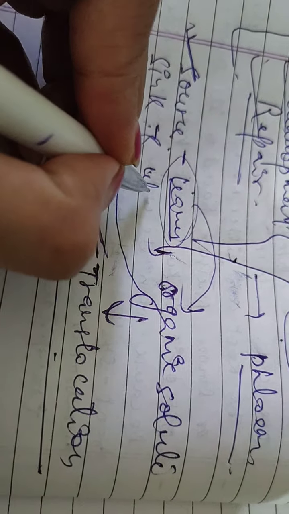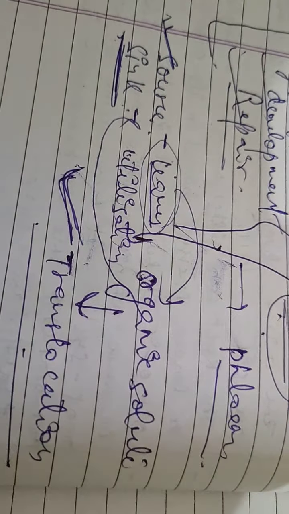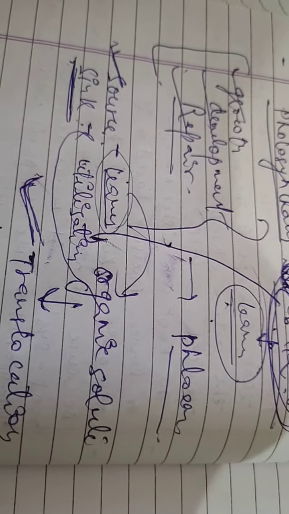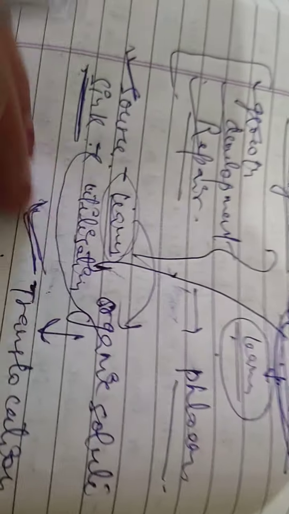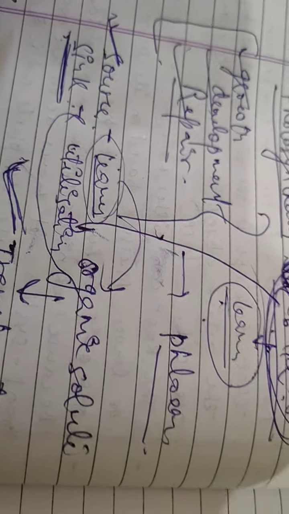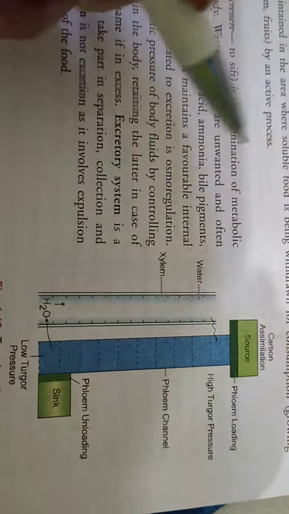So this is utilization. It can also be defined as the movement of organic matter from the places of its synthesis, which is in the leaves, to other parts of the plant through the special conducting tissue, the phloem. You can see this structure.